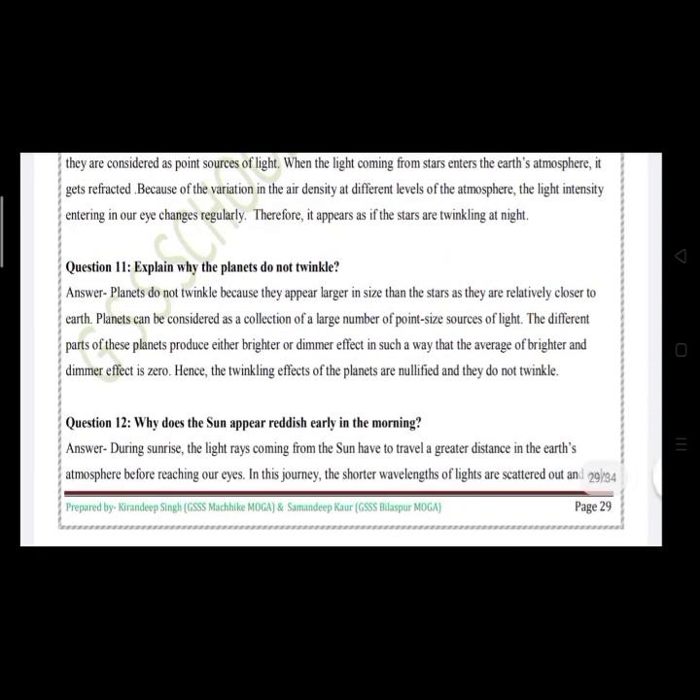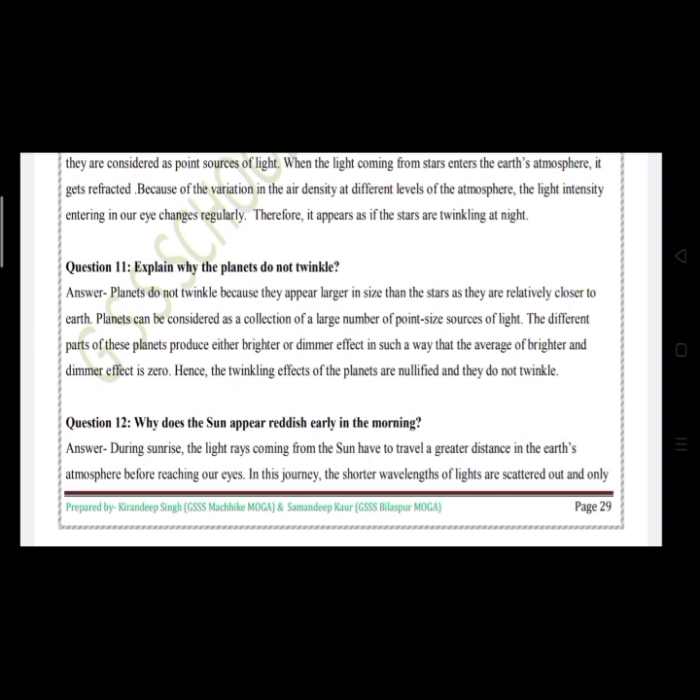Well students, our 11th question is explain why planets do not twinkle. The answer is planets do not twinkle because they appear larger in size than the stars as they are relatively closer to the earth.